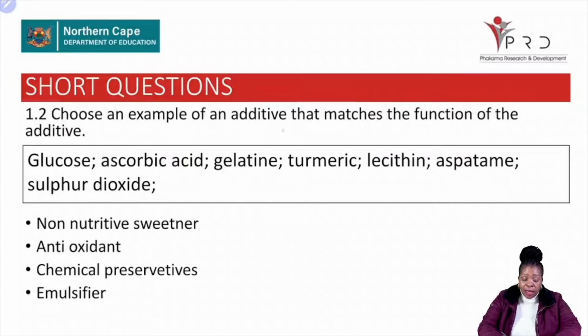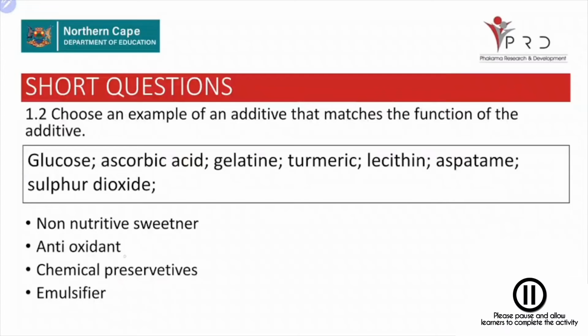So a non-nutritive sweetener is the first one. Then we've got an antioxidant, chemical preservatives, and an emulsifier. Just 2 minutes again, learners, for you to match the function and the additive that is given at the top.